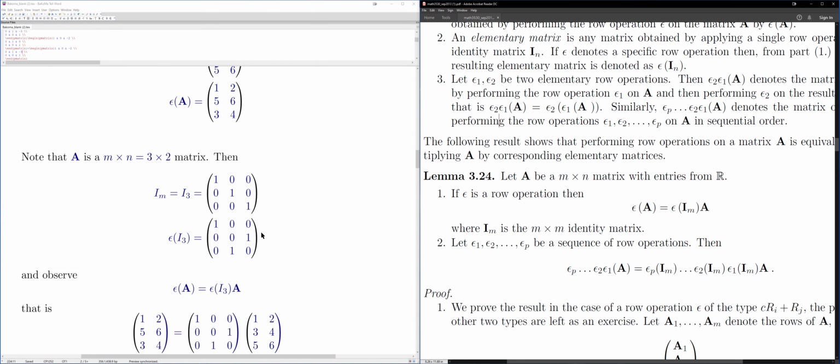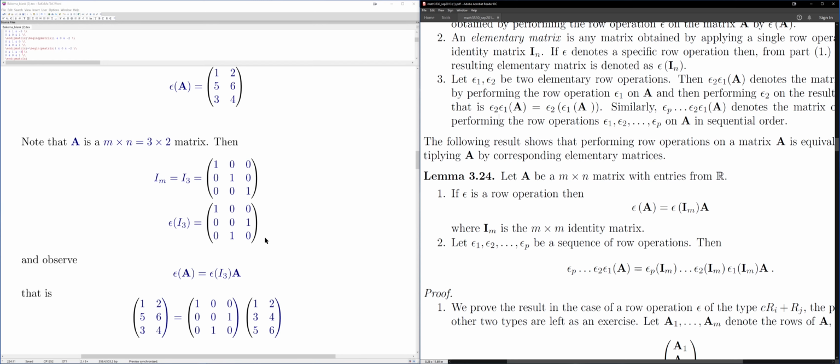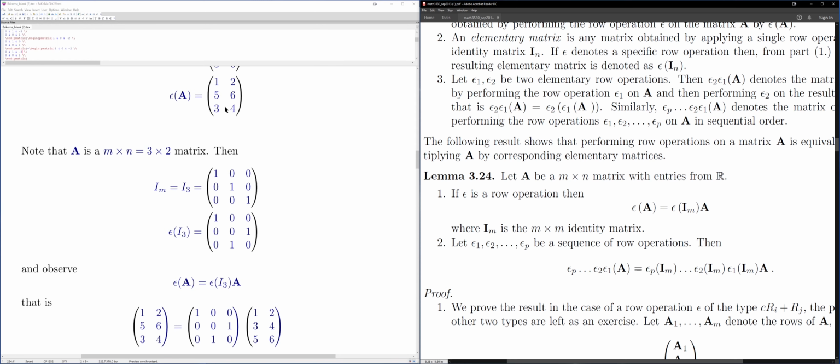Now I'm going to look at my right hand side. Here I have a 3 by 2 matrix, so small m is equal to 3. So I'm going to consider the 3 by 3 identity, so the I_m over here has m equal to 3. That's because I want this matrix multiplication to be well defined. I need three columns in this identity matrix in order for this matrix multiplication to be well defined.